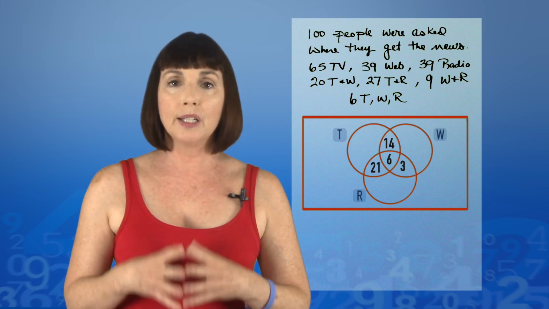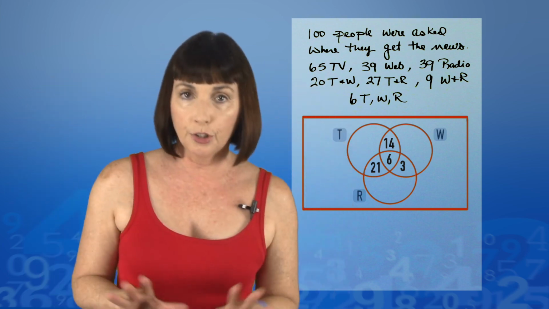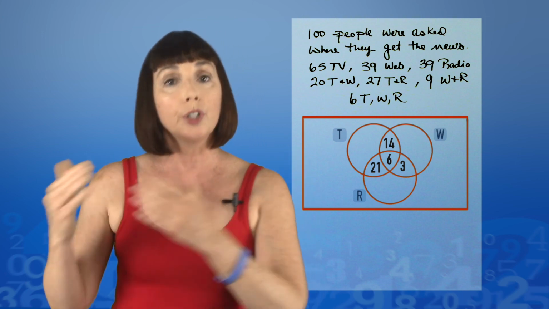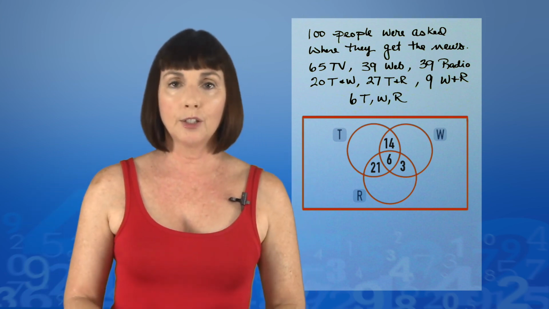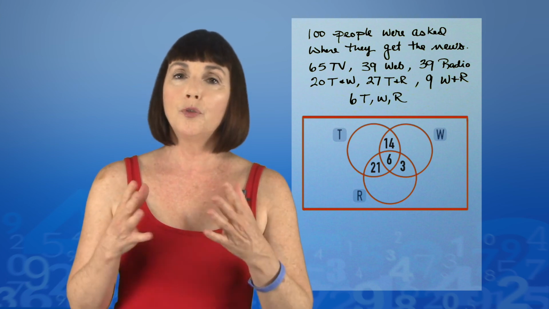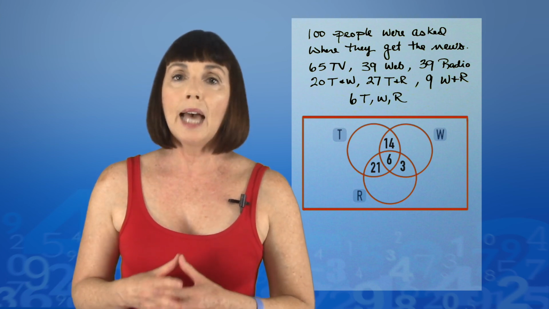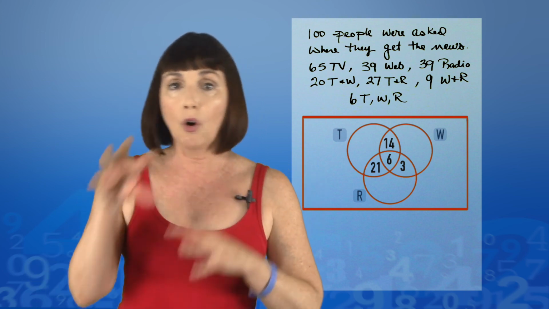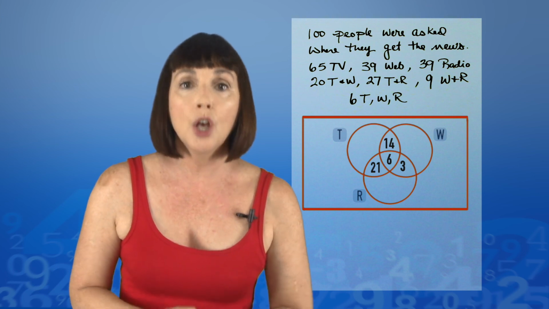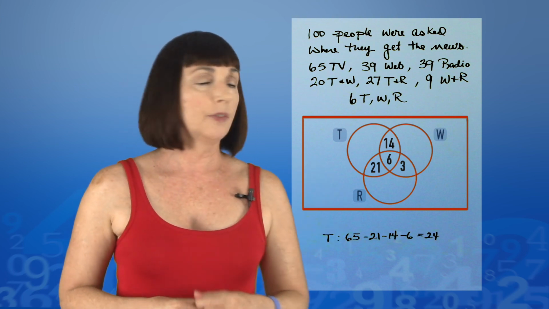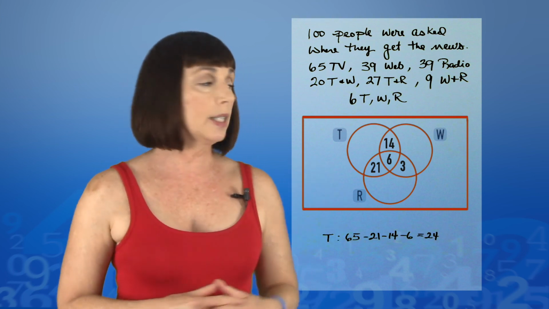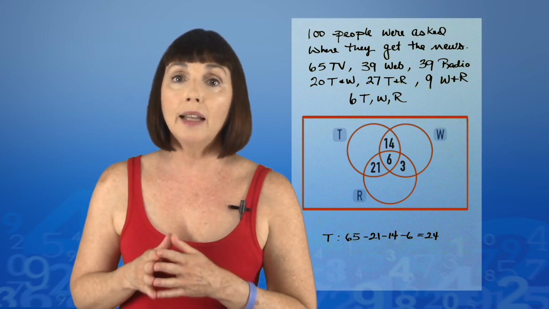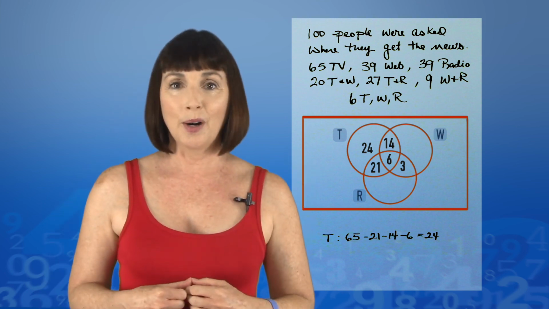Okay, so now we just have to fill out the larger circles, the places that represent the people who just watch TV, or just read a news website, or just listen to the radio. All right, so for the TV people, we had a total of 65. But we have to subtract out those that are already counted in the other intersections. So we have 65 minus 21 minus 14 minus 6, and that equals 24. So we can put that number there, 24.